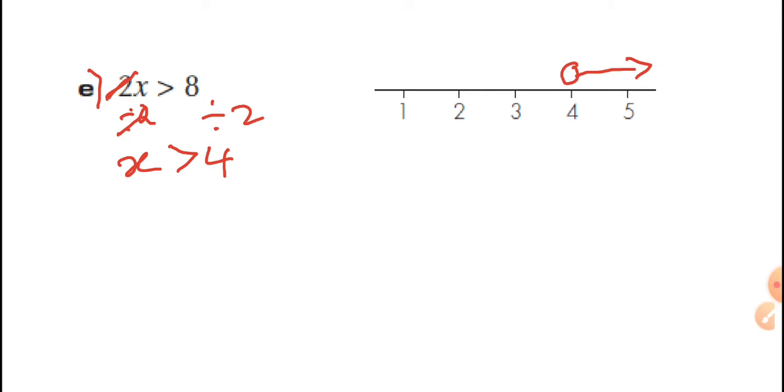Now if they ask us what's the smallest number x could be, the answer would be 5. The smallest integer that satisfies this rule is 5. X is equal to 5.